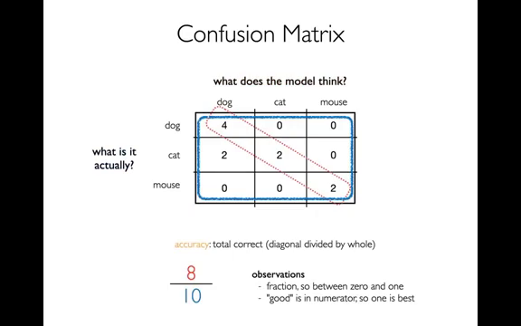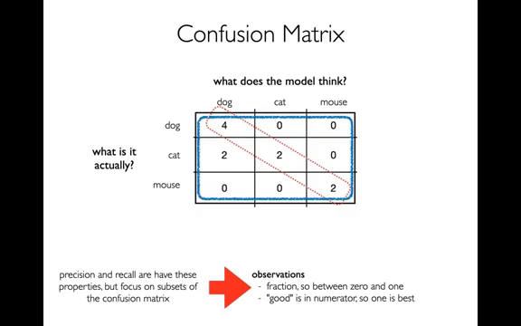Now, from that, we might want to figure out what the accuracy is. The accuracy is, what percentage of the times were we correct? The way I think of that is adding up all the numbers on the diagonal. That's how many we got correct. And then dividing by all the numbers in the matrix. So then we look at 8 over 10, or 80%. Some observations here: this number is a fraction of a subset over a larger amount. It's always going to be between 0 and 1. And the good number is always in the numerator for accuracy, so 1 is the best possible number.